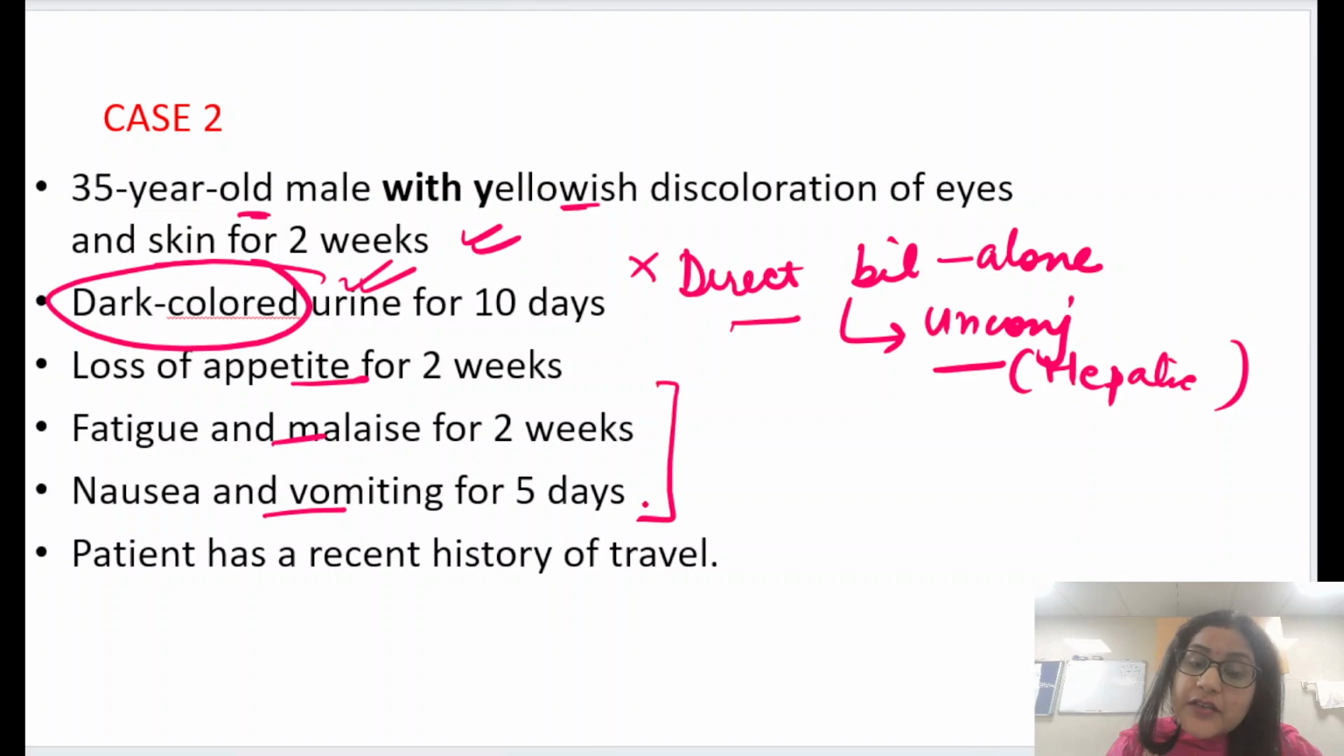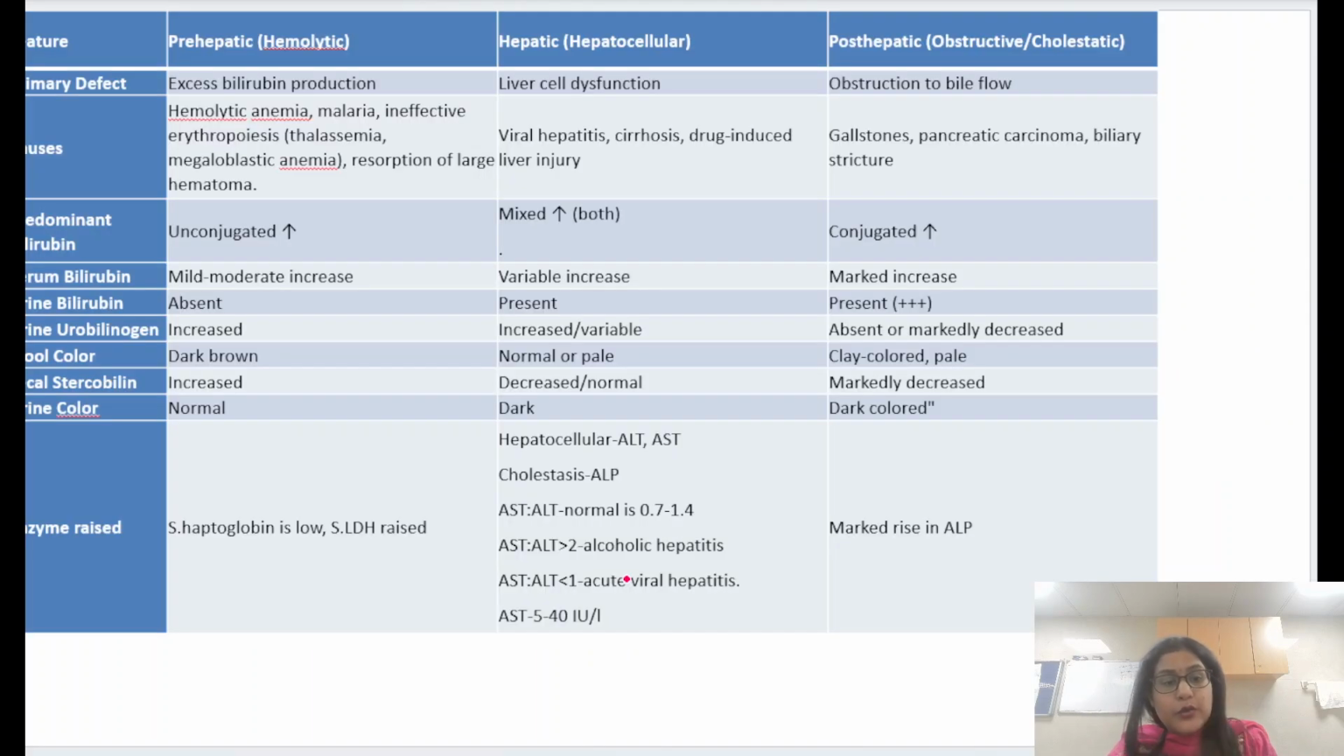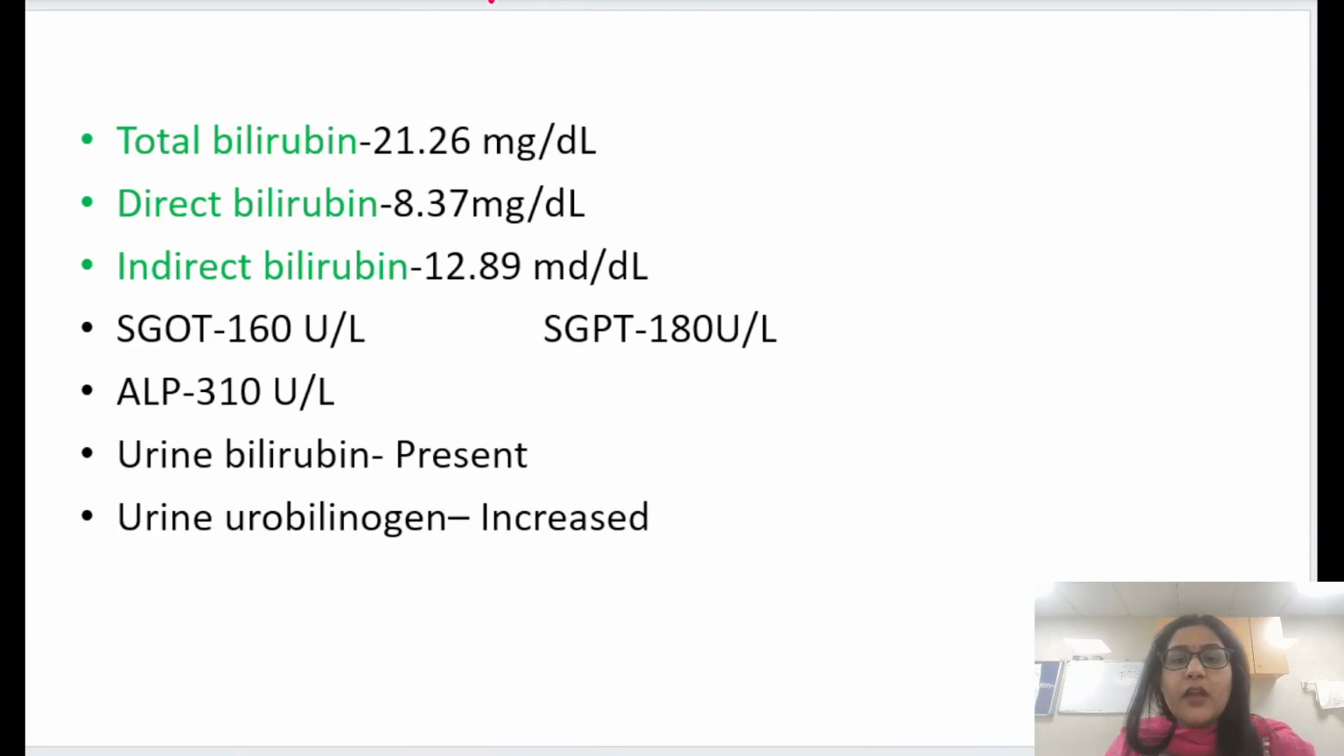Plus the patient is giving some symptoms of nausea, vomiting and fatigue, which are favoring more towards some hepatic cause, plus a recent history of travel, that is again pointing towards the hepatic cause. But I am not going to make my diagnosis now. I am going to see the bilirubin level.